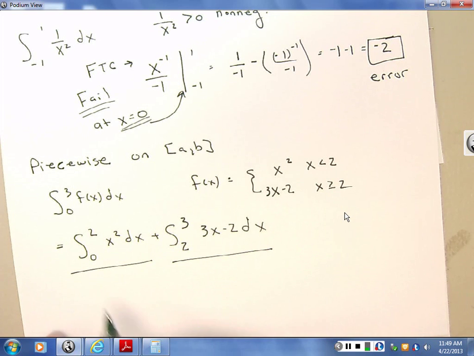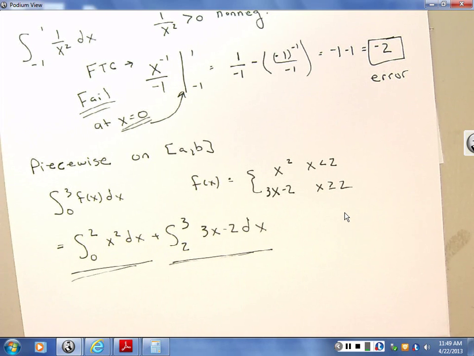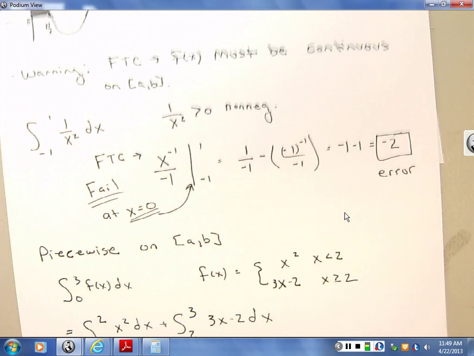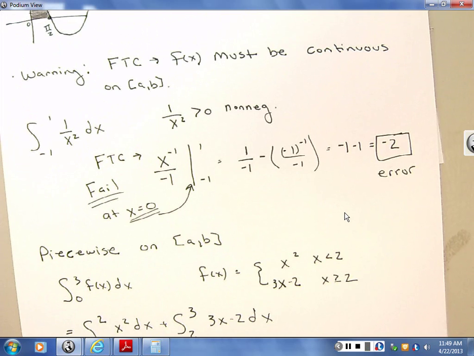So you can break this up into subintervals. You won't have this type in Calc 2. This is a Calc 1 note, but I wanted you to not just take advantage and think the fundamental theorem of calculus always works. It will in Calc 1. But in Calc 2, you'll have to take note that the function has to be continuous.